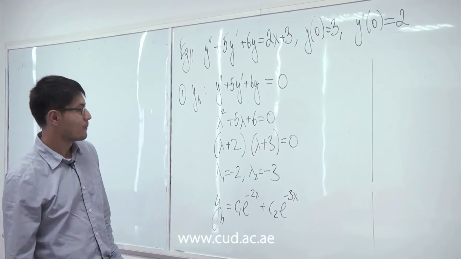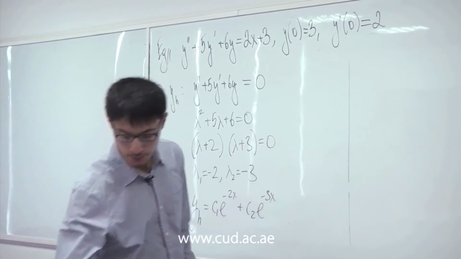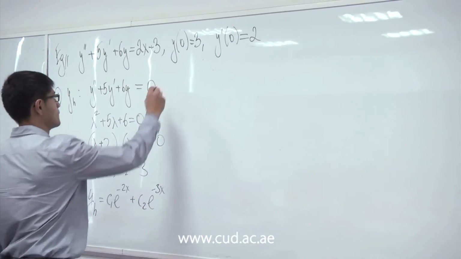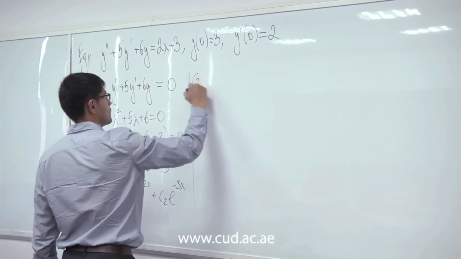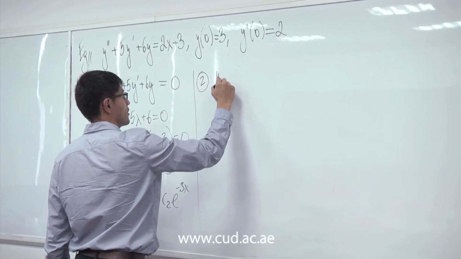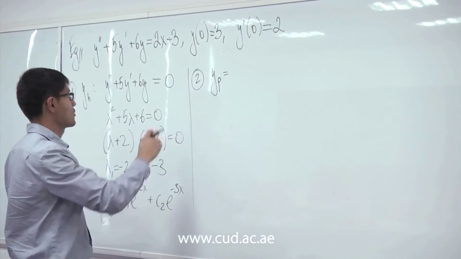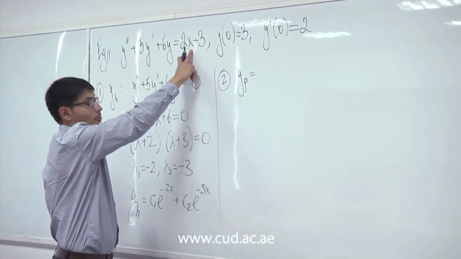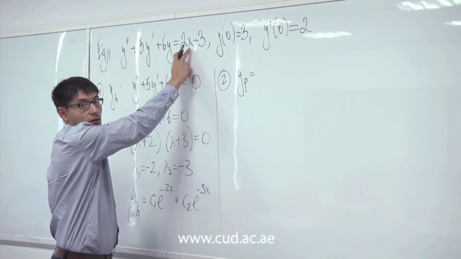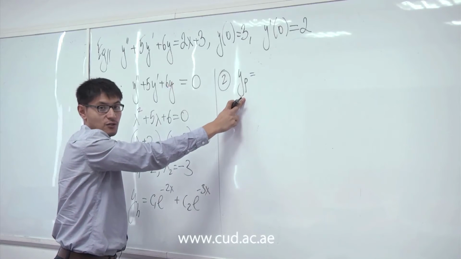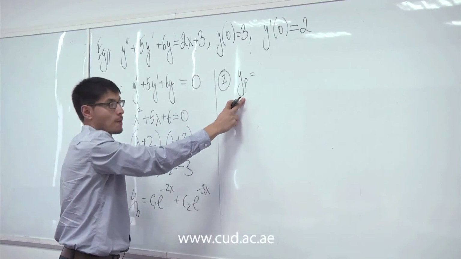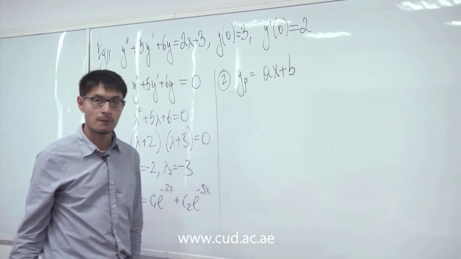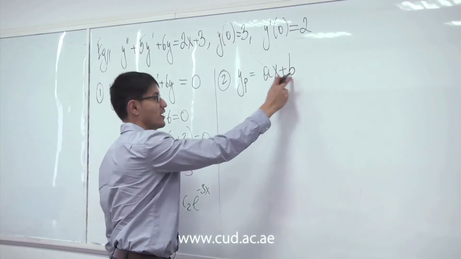Now let's find the particular solution. So remember, the particular solution depends on the function r of x. Here the function r of x is a first degree polynomial. So y p also has to be a first degree polynomial. We'll call it ax plus b. And our job is to find what is a and what is b.